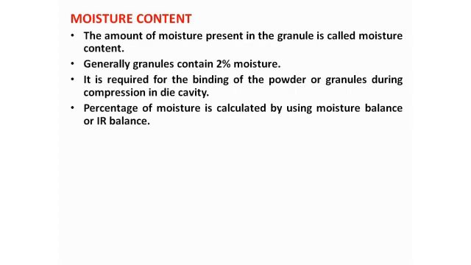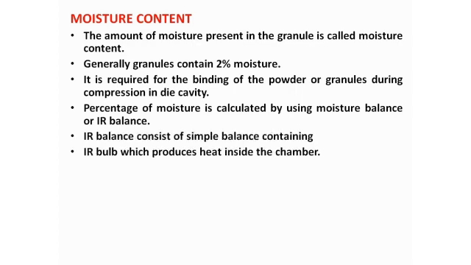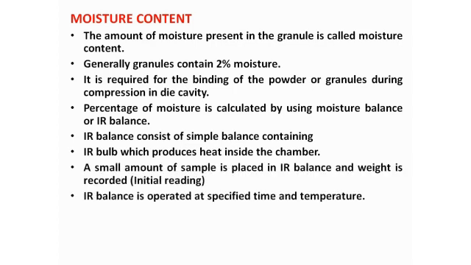Now if somebody asks how you are going to determine the moisture content, there is a simple method. It is determined using the moisture balance, or the IR balance. What is the procedure? The IR balance consists of a simple balance containing an IR bulb. The IR bulb, IR meaning infrared, produces heat inside the chamber. We place a small amount of the sample, that is the granules, in the IR balance.